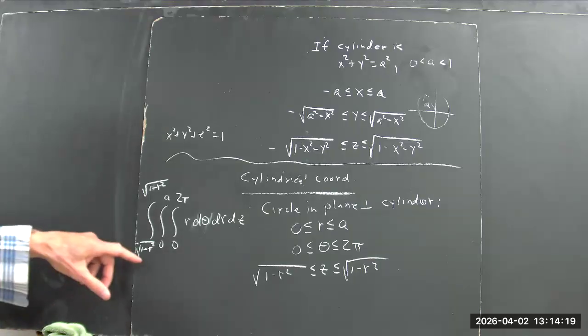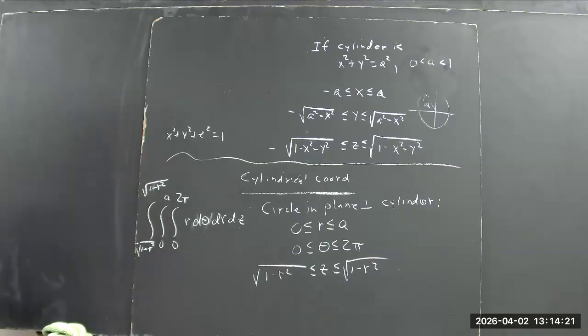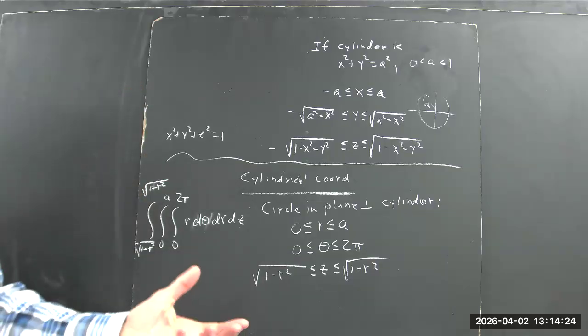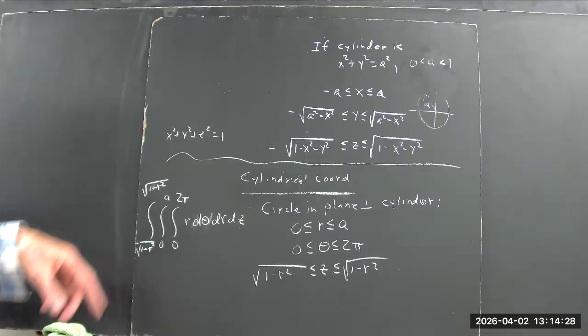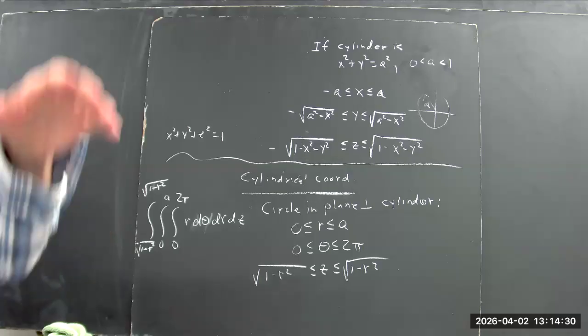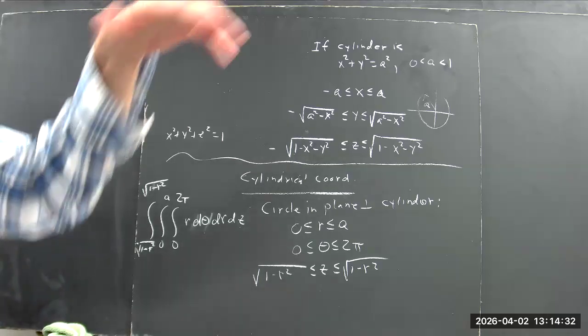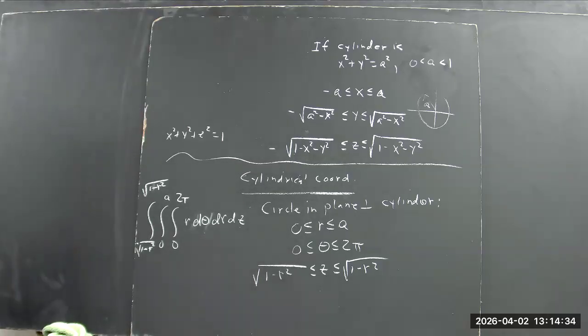If you think about it, think about why plus r squared wouldn't work. Because of the Pythagorean theorem, and also because 1 plus r squared gets bigger as r gets bigger, and the sphere doesn't get higher as you move further from the axis, okay?